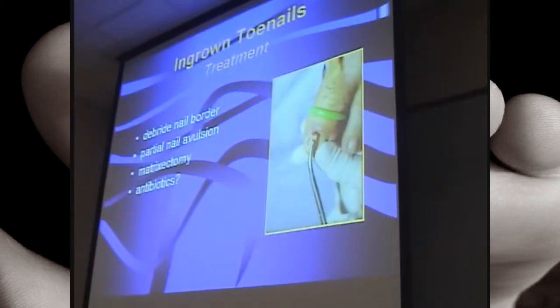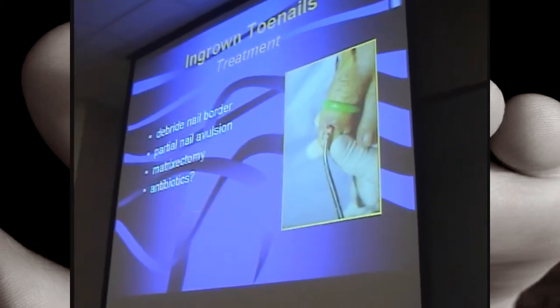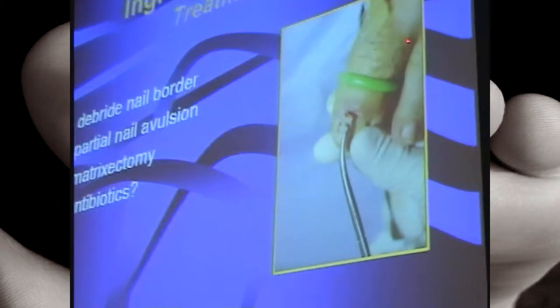If you see it, it's because they already have a bunion, which is pushing on the second toe. There are different ways you can treat it. You can actually just get a pillow, bite on it, and I cut on it. That's one way, debriding them on the nail border. You can also numb the toe, which is actually the most common way to do it.